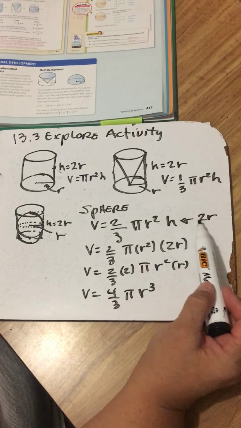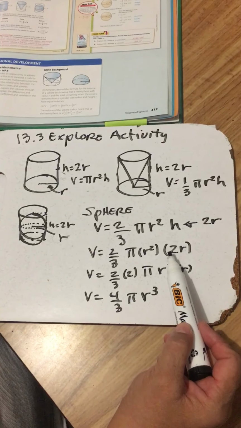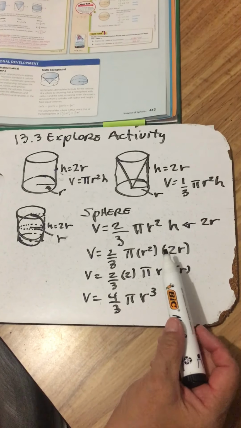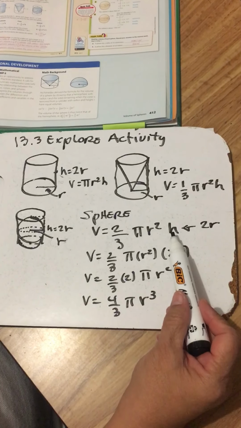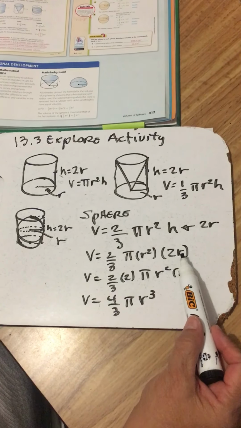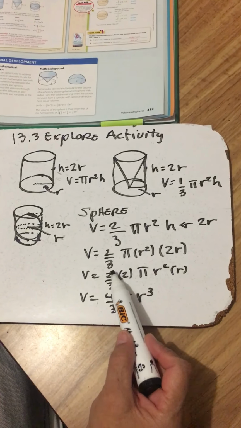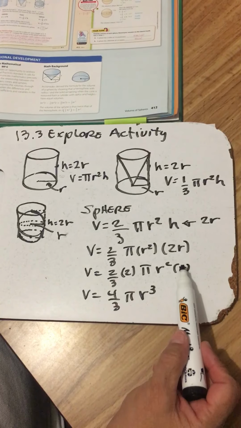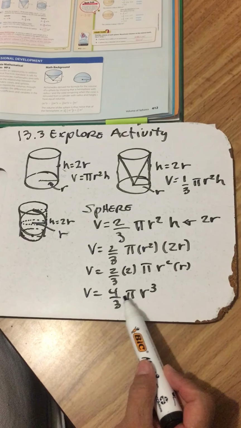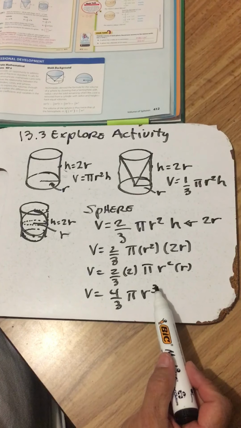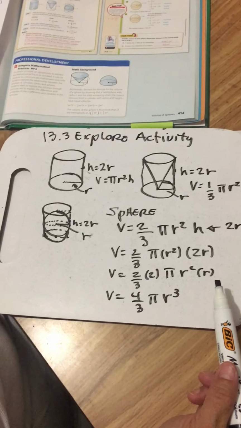But the height value is 2 radii. Then we substitute that value and we obtain 2/3 pi r squared, and instead of h we put 2r. Now we separate these values because the 2 is going to multiply the fraction and the r is going to multiply the radius. Then we obtain 4/3 pi r cubed, and this is the formula that we want to use to obtain the volume of a sphere.